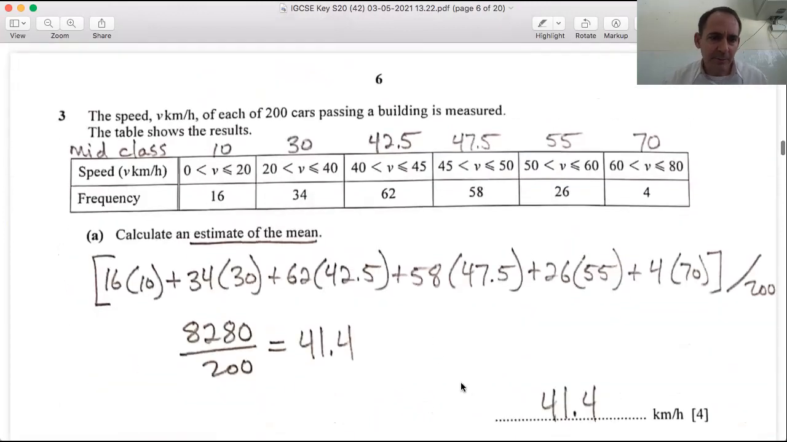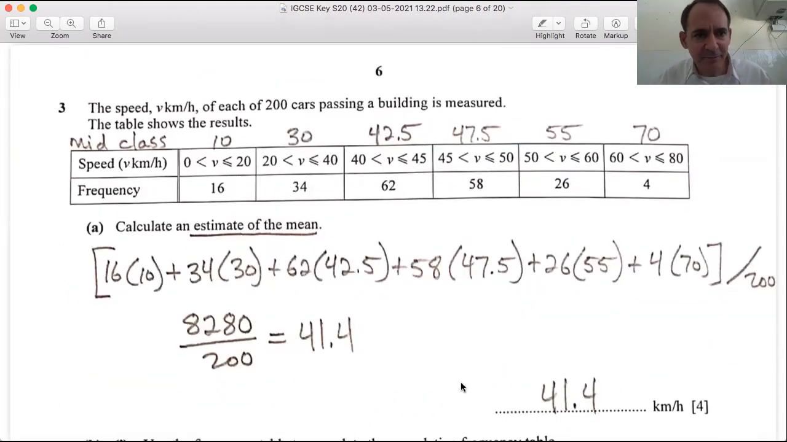Okay, moving on to number 3. The speed V kilometers per hour of each of 200 cars passing a building is measured. The table shows the results. So here you have these class boundaries. You have 16 cars that fall within a speed of 0 to 20 kilometers per hour, all the way up to 4 cars between 60 and 80 kilometers per hour. It asks us to calculate an estimate of the mean.